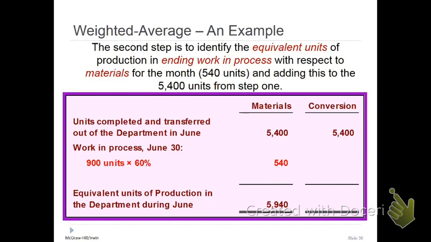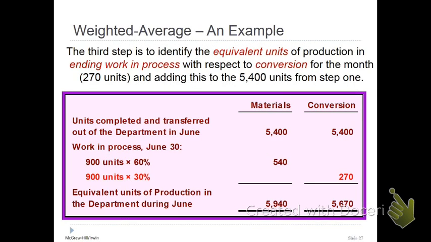Now, for work in process, they had 900 units, and those 900 units were 60% complete for materials. So my equivalent units of production for materials is 5,940, 5,400 plus the 540. And for conversion, I still had 900 units. It was done by a different percentage. So my number of units is 270.